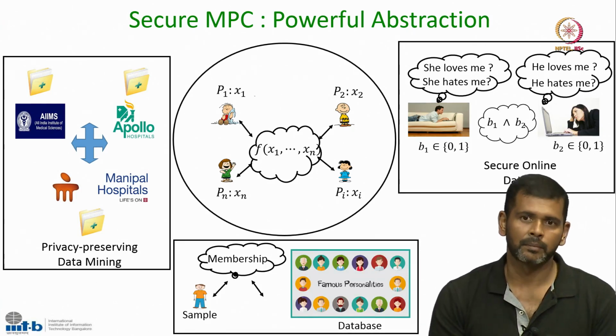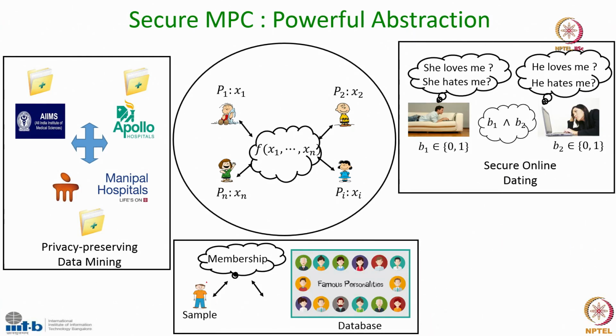Or we can take a scenario where we have a sample held by a client, and we would like to check whether that sample belongs to a huge database. So, this is a client-server scenario. Of course, if the database is public and if the client sample is public, the problem is easy to solve. But what we would like to do here is, without revealing the client sample and without revealing the individual entries of the database, check whether the sample of the client belongs to the database server's database or not. Again, this problem can be abstracted by secure MPC.